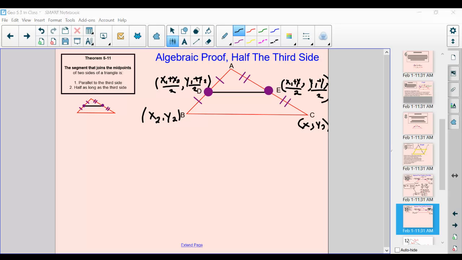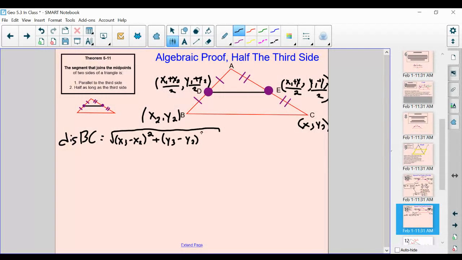So let's try to figure out the distance of BC. So again, for the distance, we're going to use the distance formula here. It's going to be the square root of (x sub 3 minus x sub 2) squared plus (y sub 3 minus y sub 2) squared. We can technically simplify this here. So we really end up with, ready for this one?